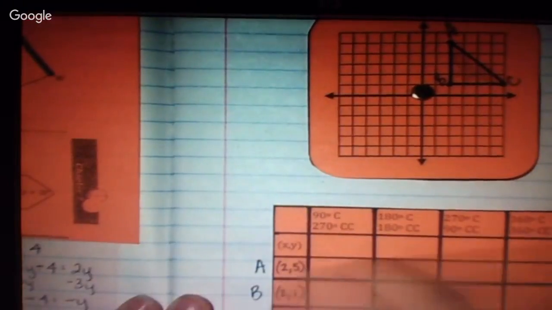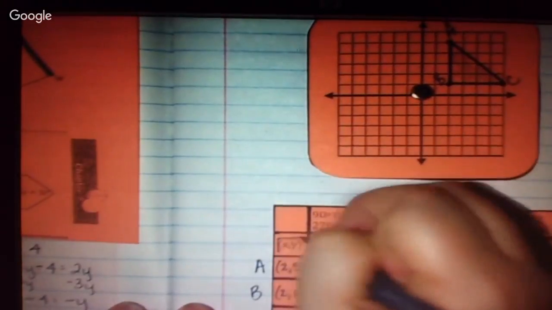B is at 2, 1. And point C, 6, 1. Good. Remember, it should always be X, Y. And if you don't remember that, guess what? They put it right here for you.